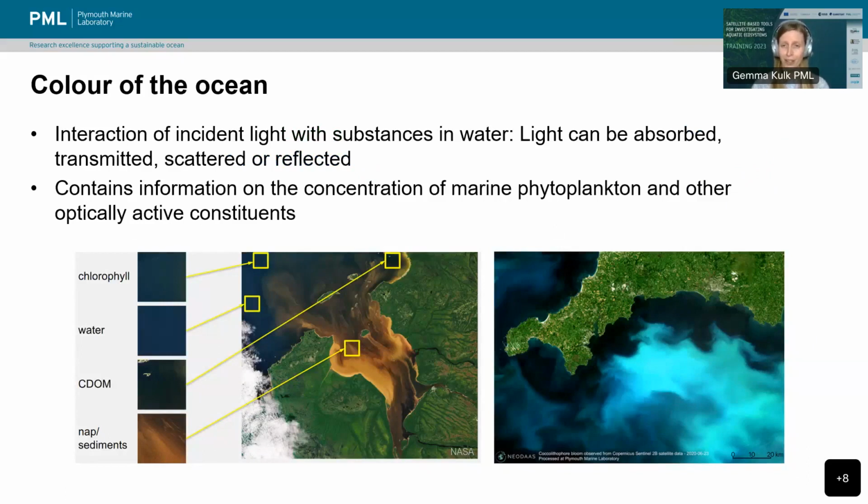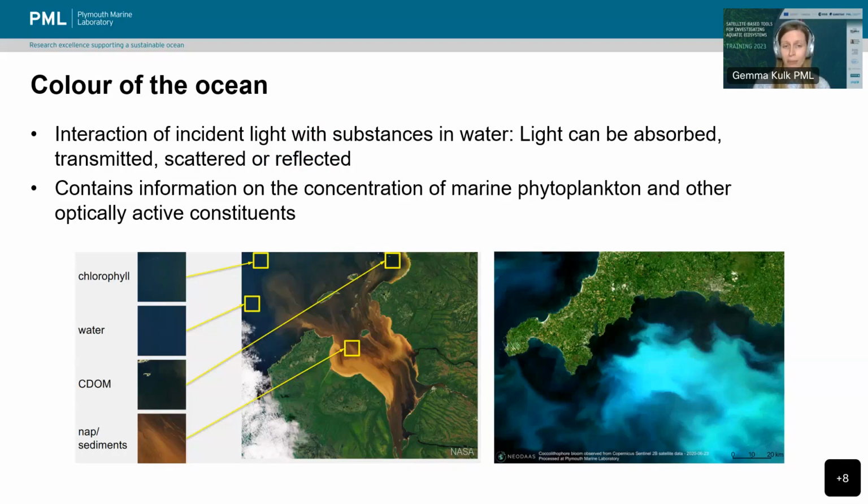As Lauren and Anna explained before, the color of the ocean results from the interaction of incident light with substances in the water. And light can be absorbed, transmitted, scattered, or reflected. Satellites that observe ocean color were originally designed to map distributions of phytoplankton in the ocean. But we now have many more applications of these satellites.